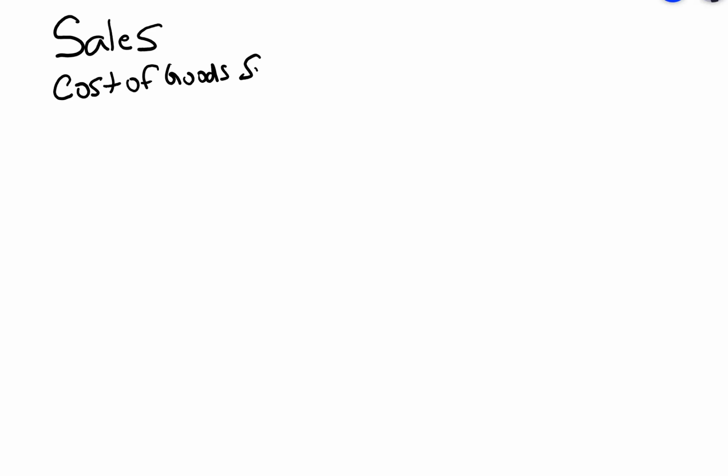Okay, I wanted to talk for a minute about cost of goods sold and gross profit. So looking at a multiple step income statement, what we would do is we would have total sales minus cost of goods sold gets you to gross profit.